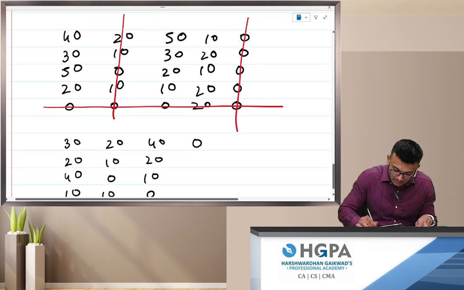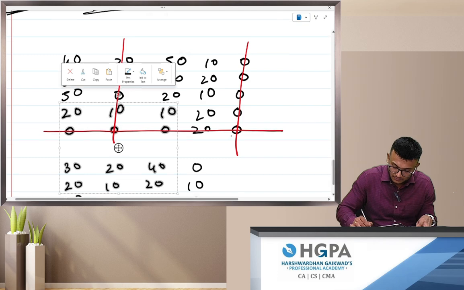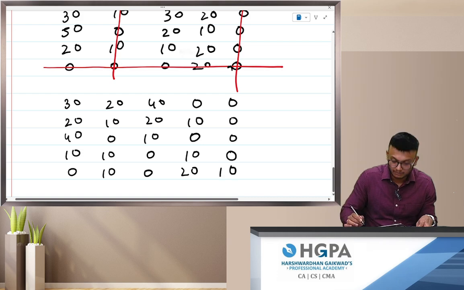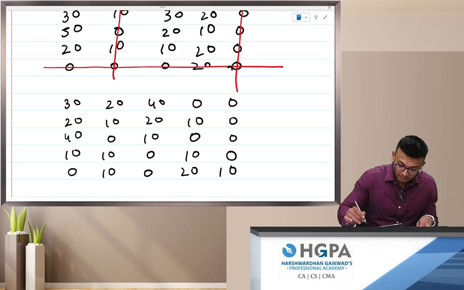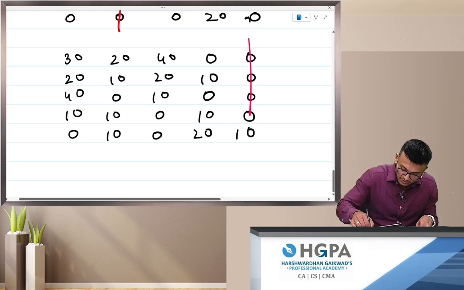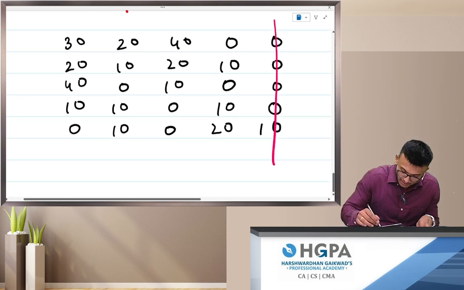Next 0, 10, 0, 10, 20. This will become 0, 0, 0, 0 and 10. Now again you have to perform what? The optimality test. Now please find out whether in this, I think the same thing I'll do here also. I'll just put a line over here because in one line so many zeros are going.